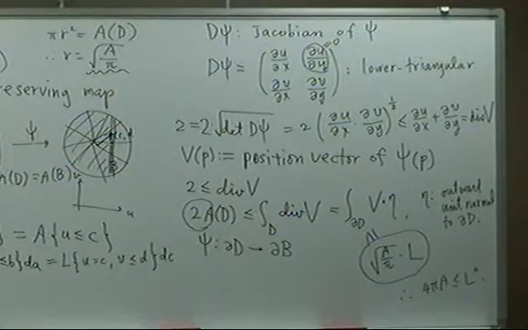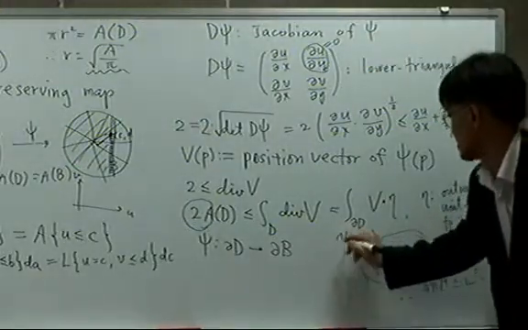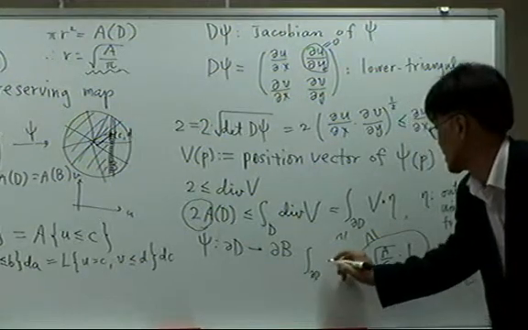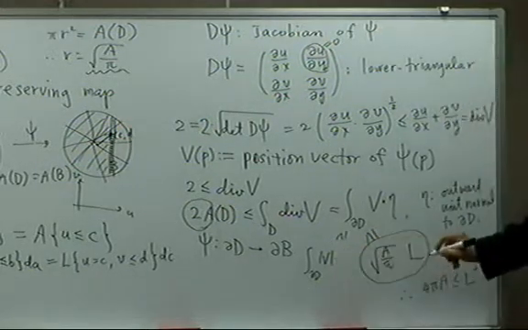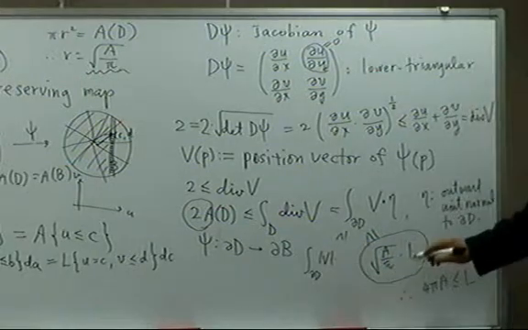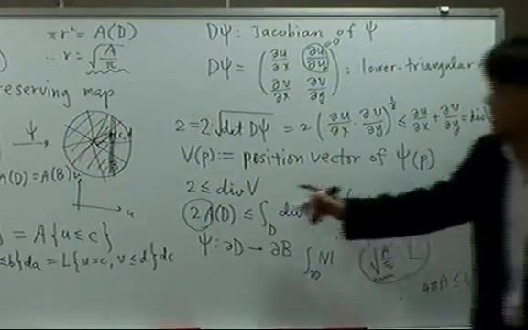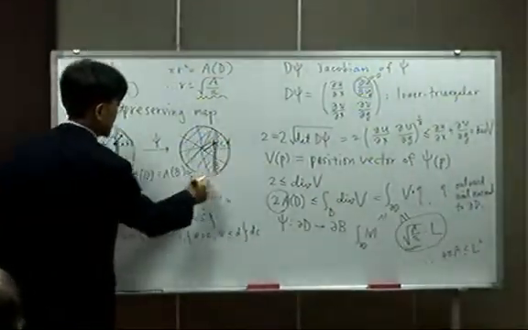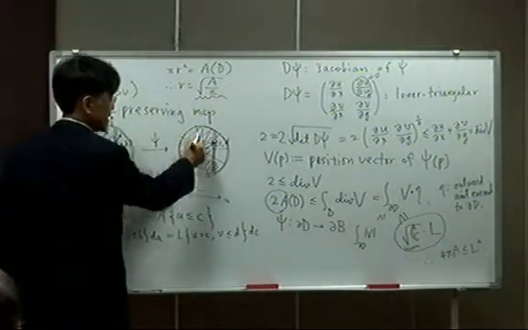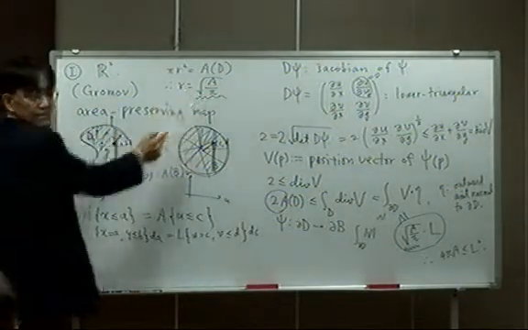Where did you get the less than inequality? This is less than or equal to the integral over the boundary of D of the length of V times the length of eta, which is 1. Okay? And the length of V on this boundary is always equal to this. Points are mapped onto this boundary. So on this boundary, V always has the same length, the radius of the disk.